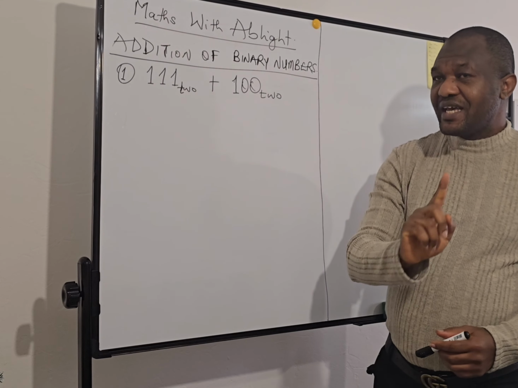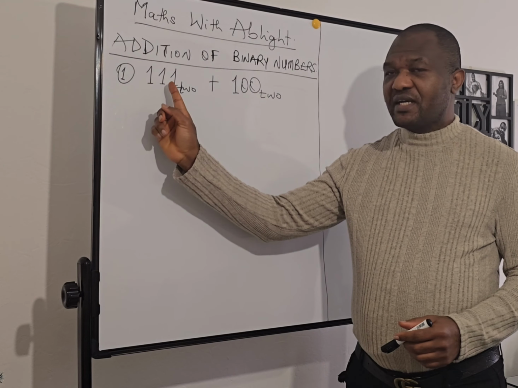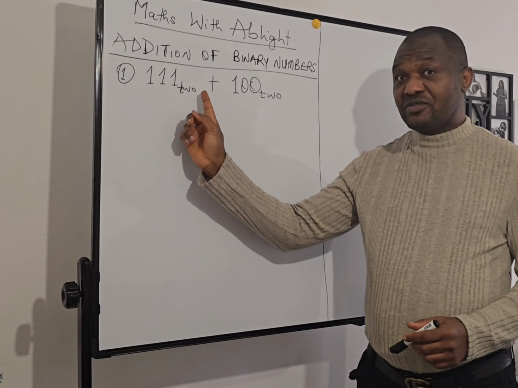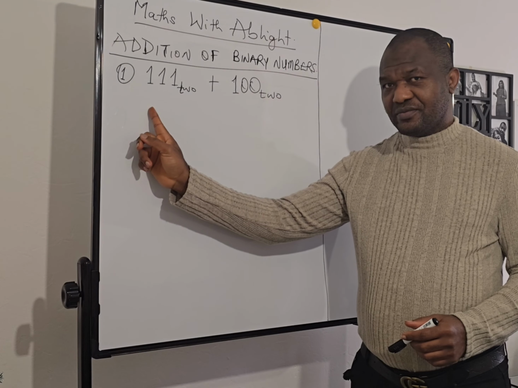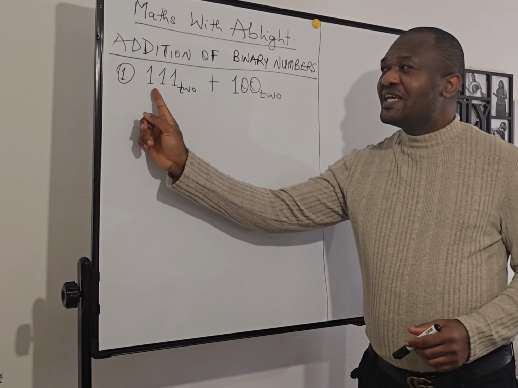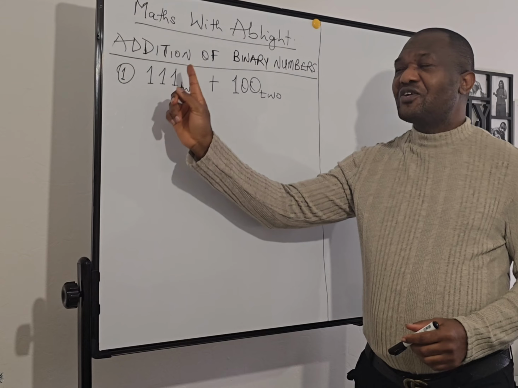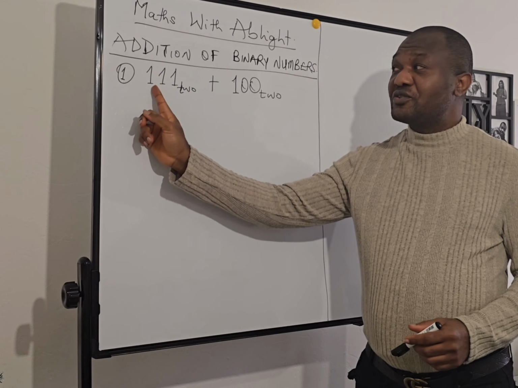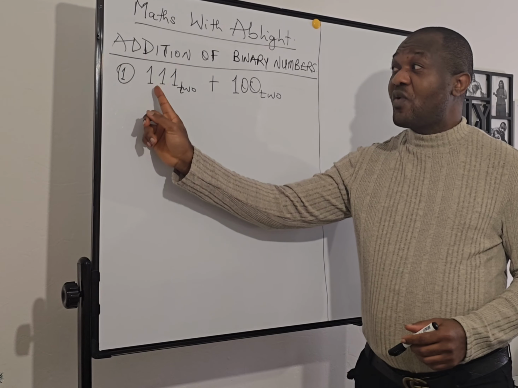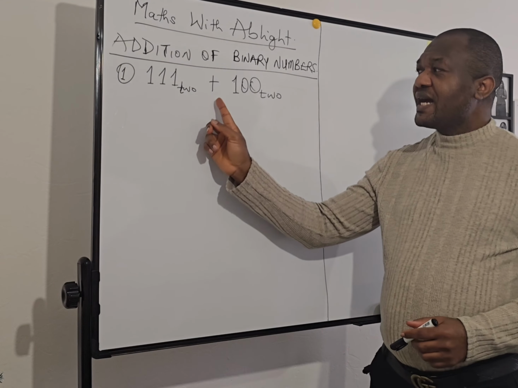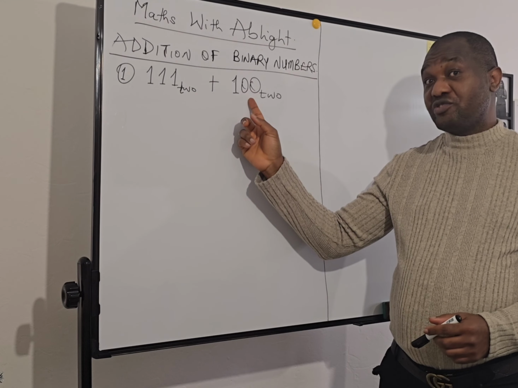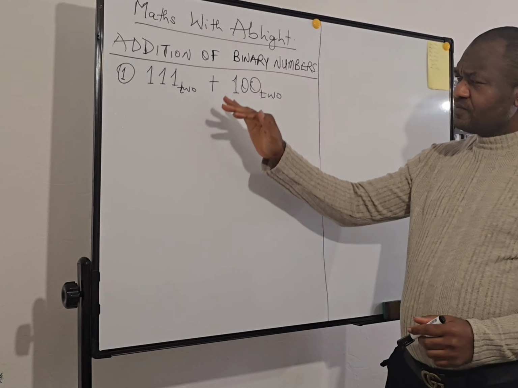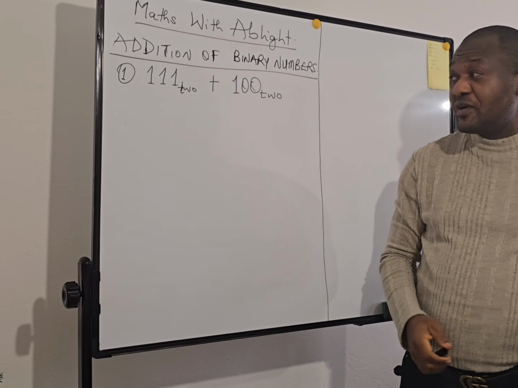Do not make the mistake of saying 111 base 2. You cannot have any number that is 2 or bigger than 2 in base 2. If you understand what I mean. You can only have 1 and 0 in base 2. You cannot have 2 in base 2. You cannot have 3 in base 2. Even if this one is looking like 100, you don't call it 100, you call it 100 base 2. Now that is the question. How do you go about solving it?